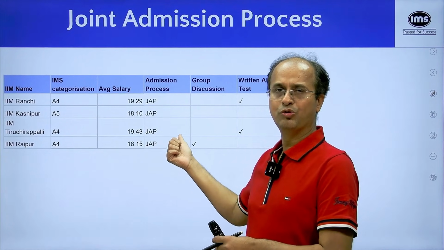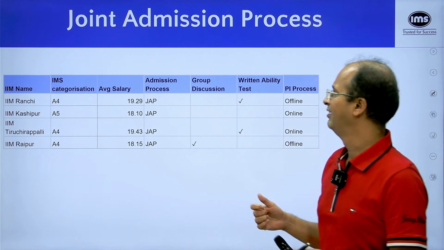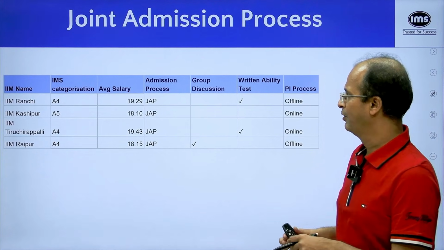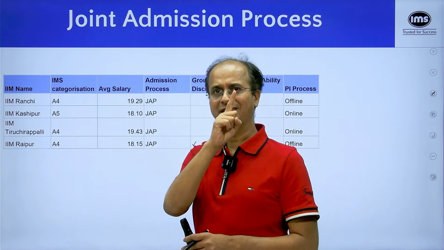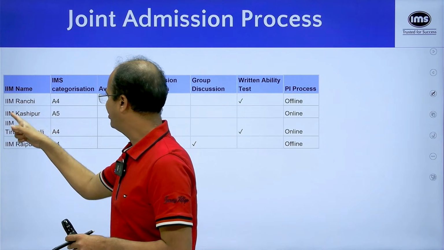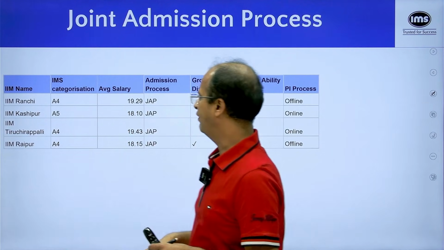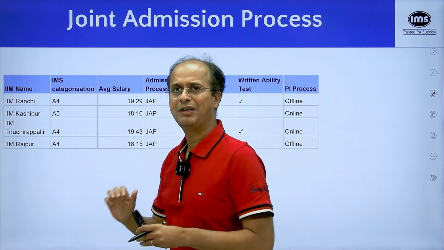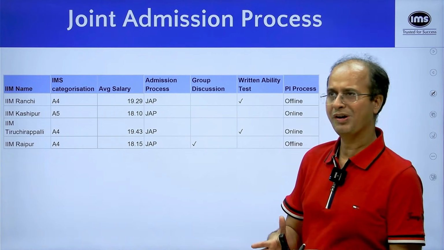Now these are the 4 institutes that have formed their own subgroup, I would say, and they are calling the process the joint admission process, GAP or JAP. So you'll have to appear for one single interview for these 4 IIMs: Ranchi, Kashipur, Trichy and Raipur. All of them are what we call generation 2 IIMs. They have got together, correct?